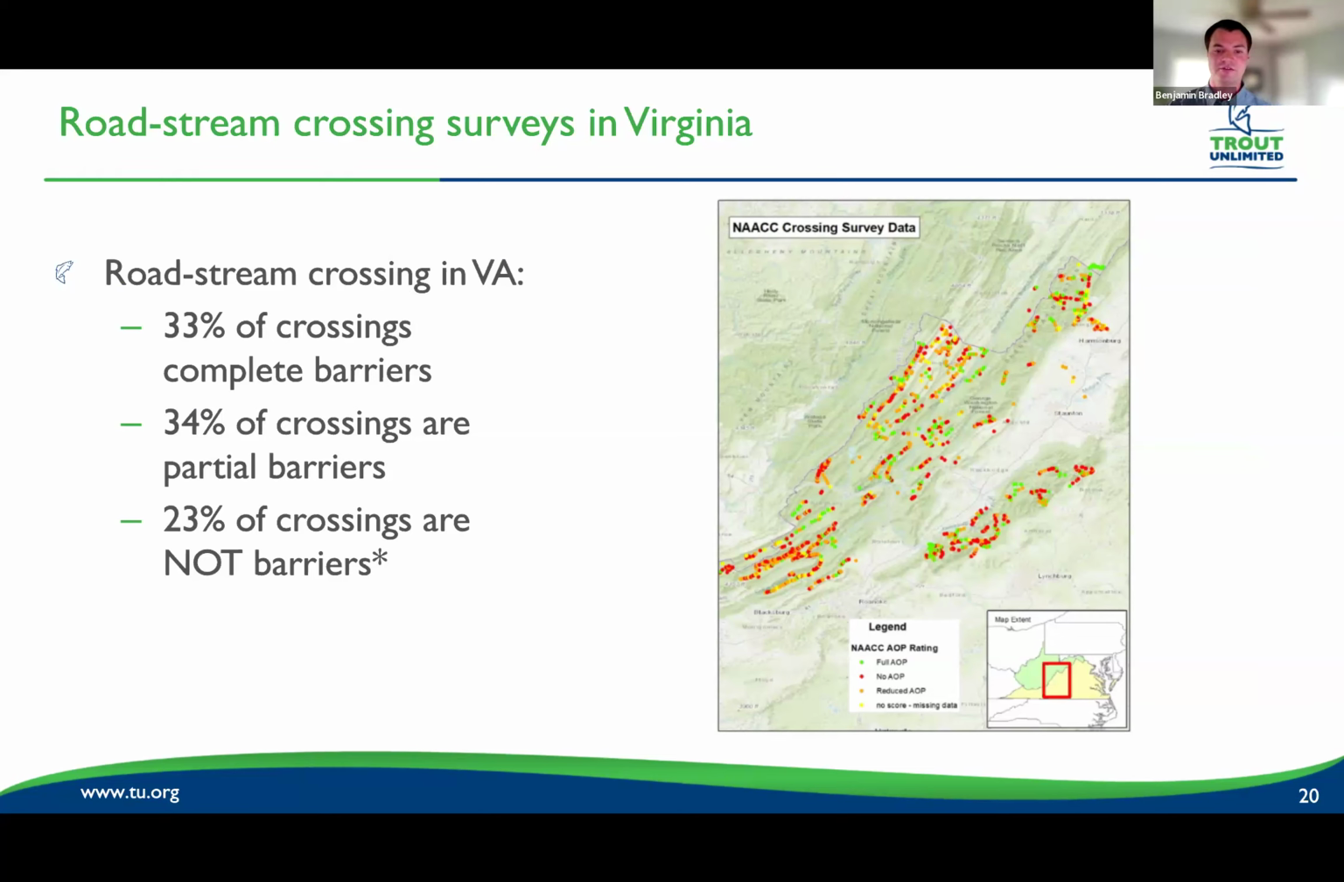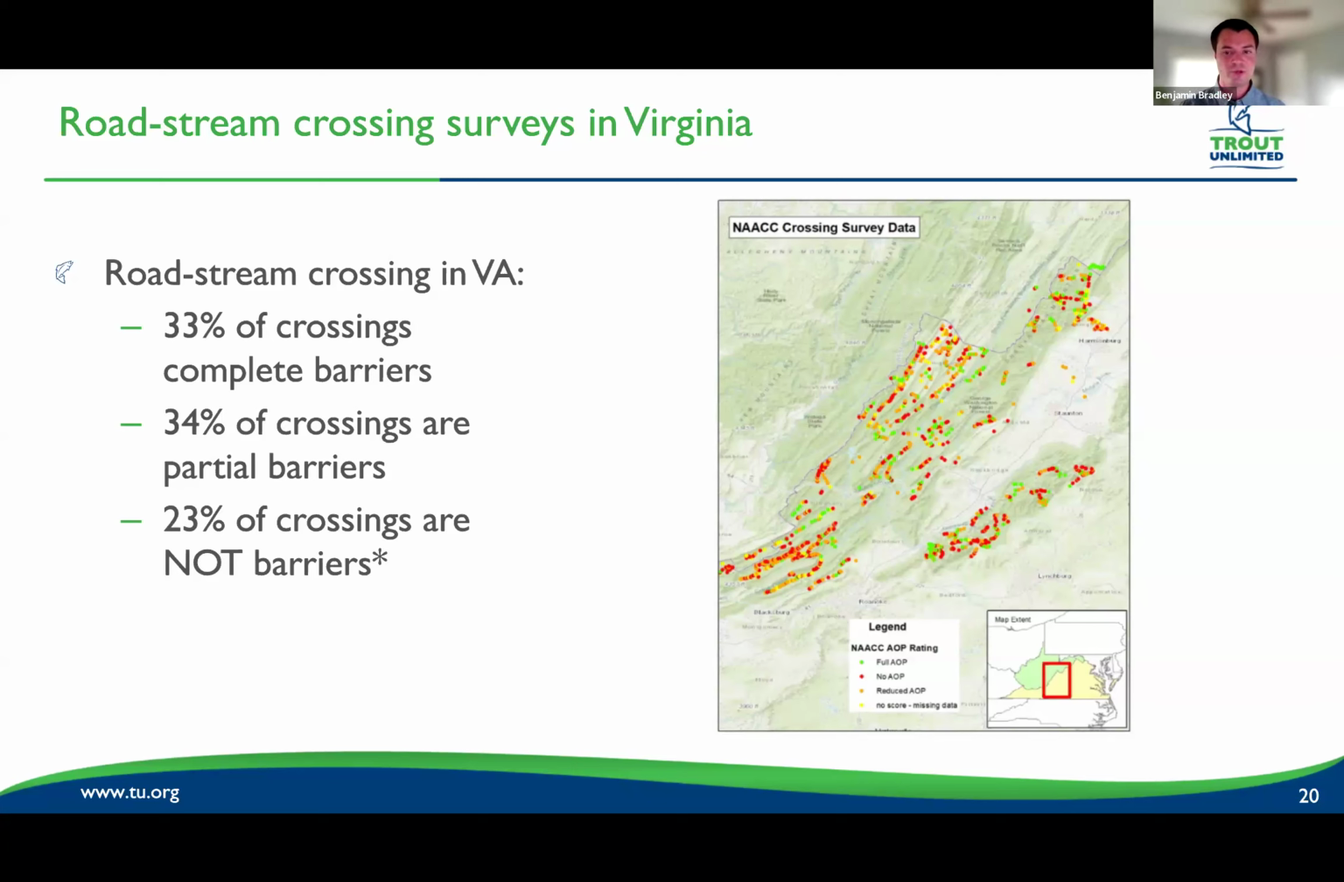We found that about another third of the culverts are partial barriers. And so maybe an adult brook trout will be able to make it up through the culvert. But once again, our candy darter, maybe our black-nosed dace isn't going to be able to navigate that barrier. And then we found about 23% of crossings are not barriers. A lot of times these are just bridges. A very small percentage of this not barrier group are actual culverts.